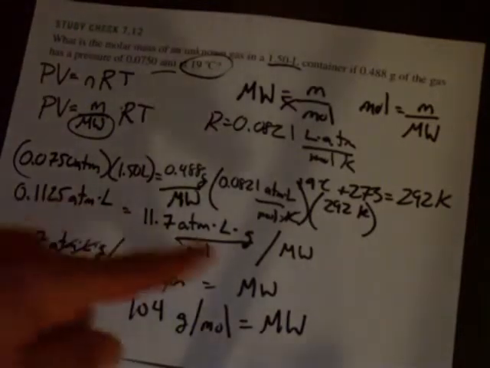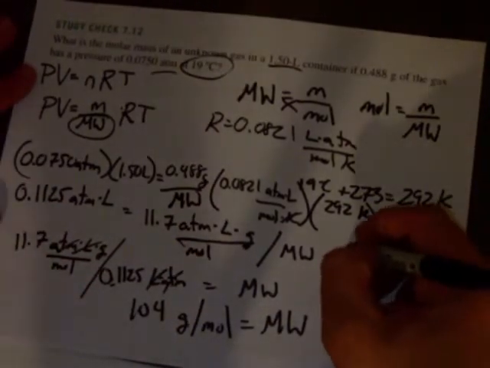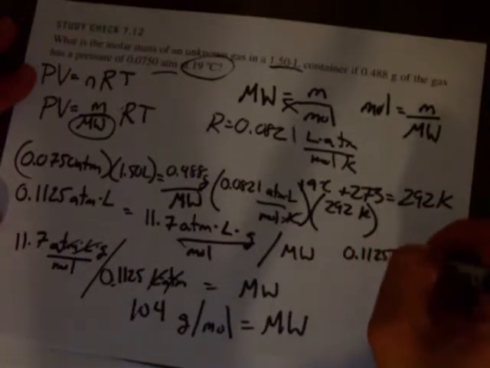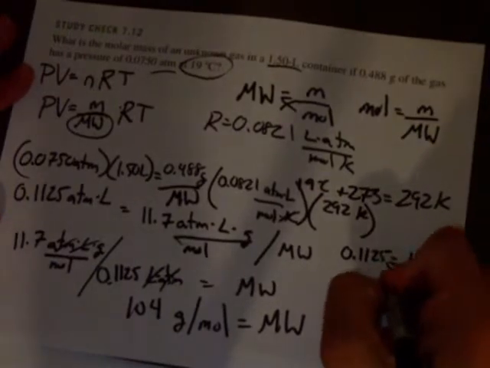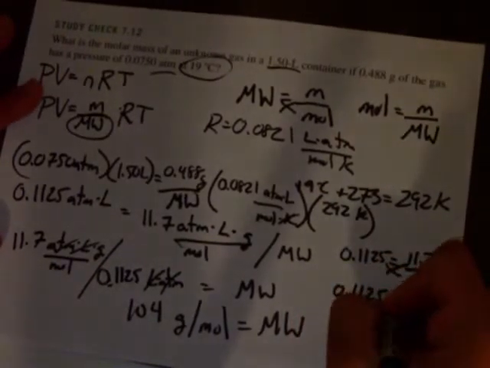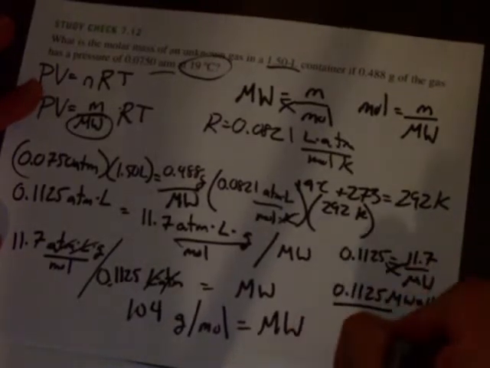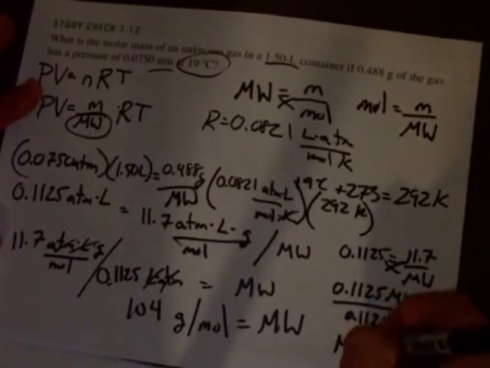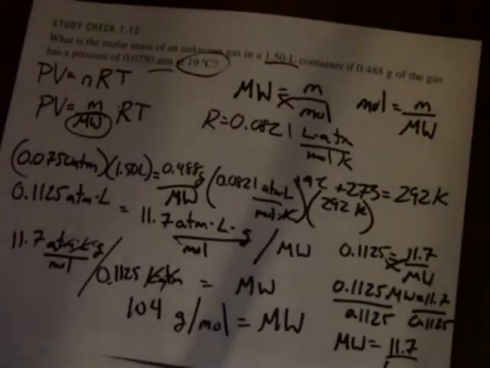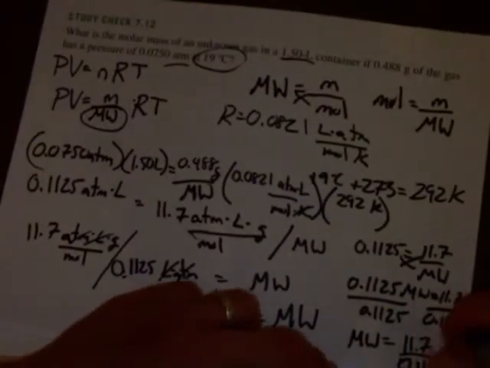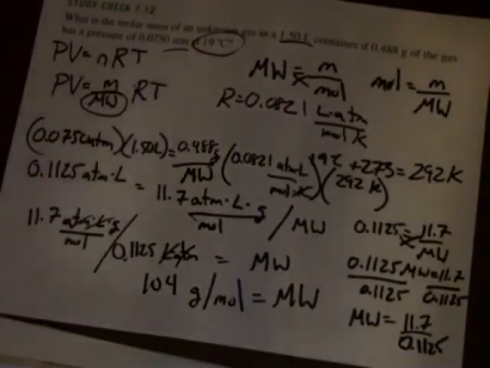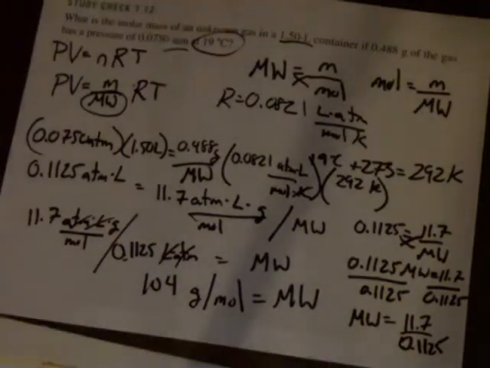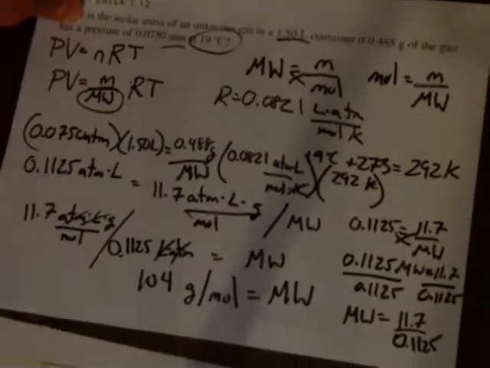If you could not see where I got this, I'll just do it out real quick. It was 0.1125 equal to 11.7 divided by MW. 0.1125 times MW equal to 11.7. And I get MW is equal to 11.7 over 0.1125. Okay, so I just skipped a couple steps there. Alrighty, that's how we solve for that. That was a nice long one. You always gotta like those questions that take a full sheet of paper.